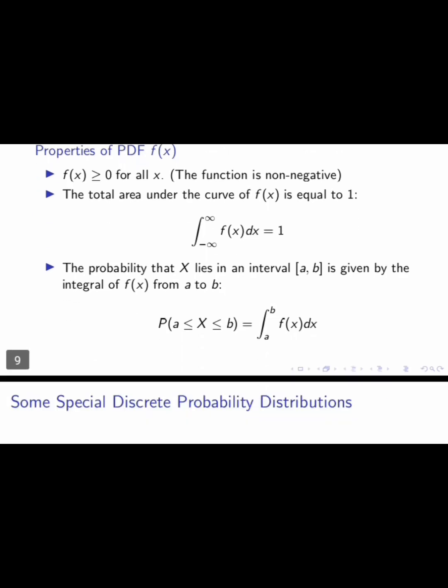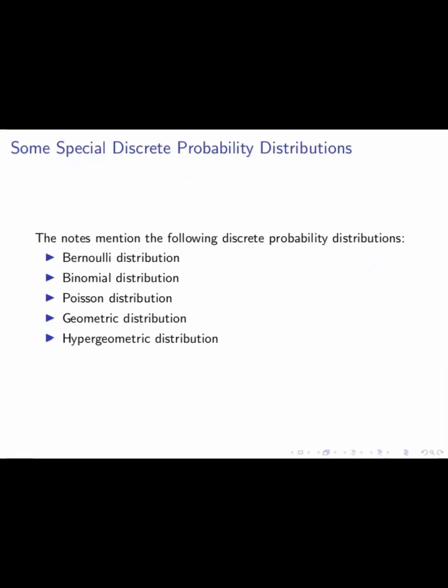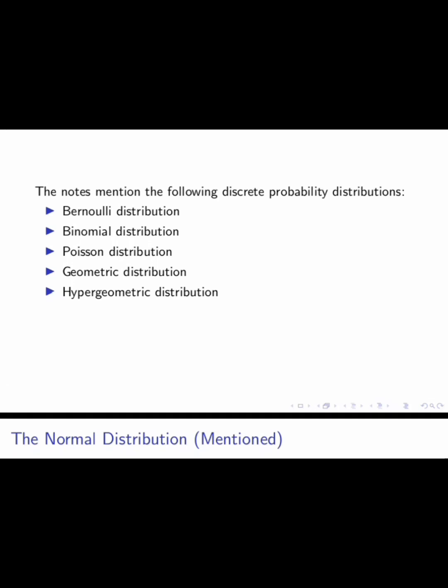Are you getting it? Now, moving on to some special discrete probability distributions. All of these are discrete: Bernoulli distribution, binomial distribution, Poisson distribution, geometric distribution, hypergeometric. There are a lot of them, but these are the limited ones for your level.